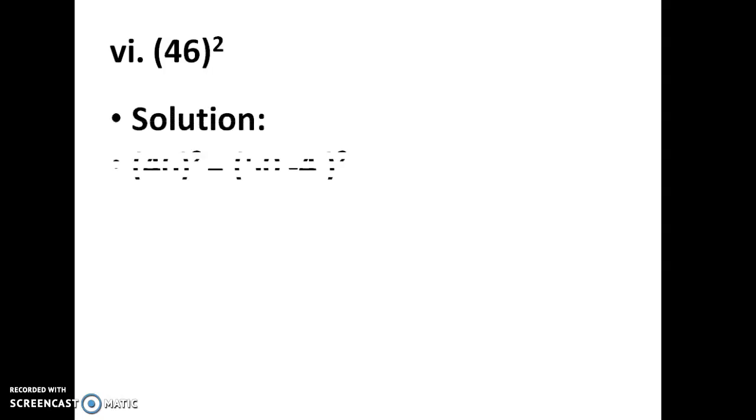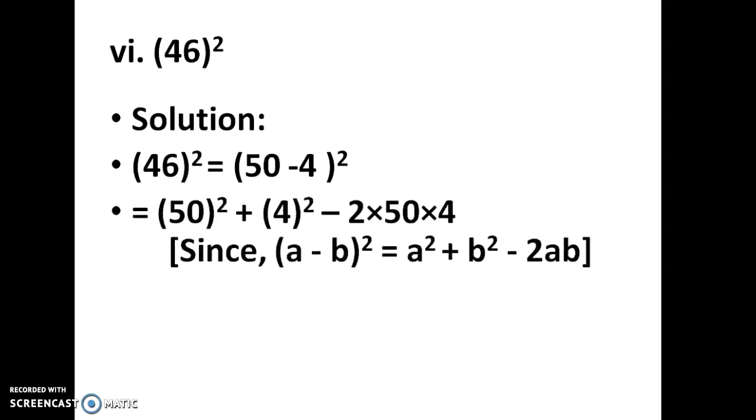So 46 can be written as 50 minus 4. Okay, 50 minus 4. So use the formula a minus b the whole square. So a minus b the whole square equal to a square plus b square minus 2ab. So substitute the values. So here how to find out the square? 5 square is 25. 25 write as such.